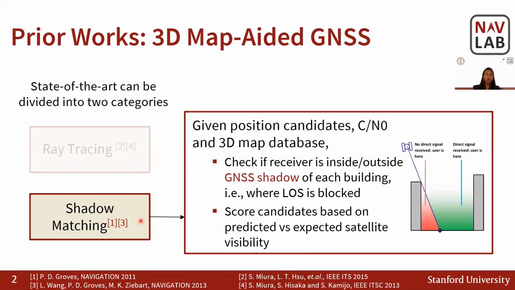The next one is shadow matching that utilizes CN0 to determine whether the receiver is inside or outside the GNSS shadow of each building. Here, GNSS shadow denotes the region where the line of sight signals are blocked. For predefined position candidates, this method predicts satellite visibility at each candidate using 3D map database and later evaluates the similarity between predicted and expected visibility to select the most likely position candidate.